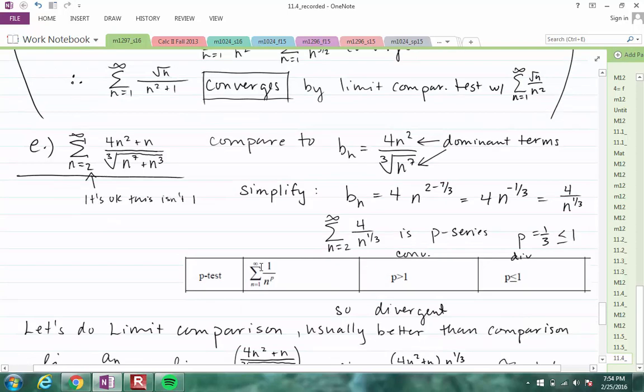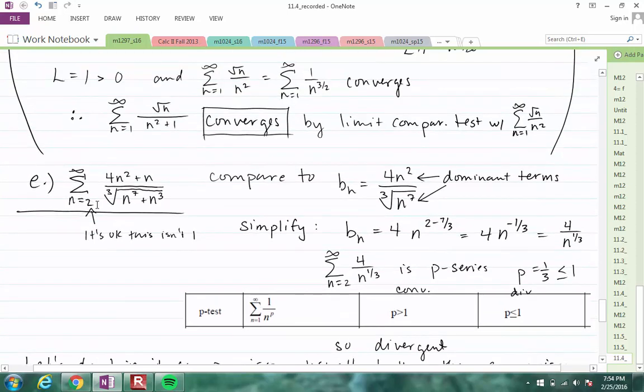Don't feel like you have to do something totally different here. When we're doing comparisons, potentially you'd want to start at n equals 2 because that's what the series is for, but besides that, you just kind of do this as usual.